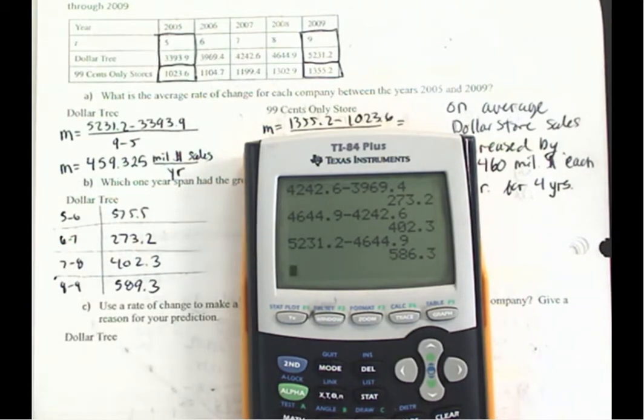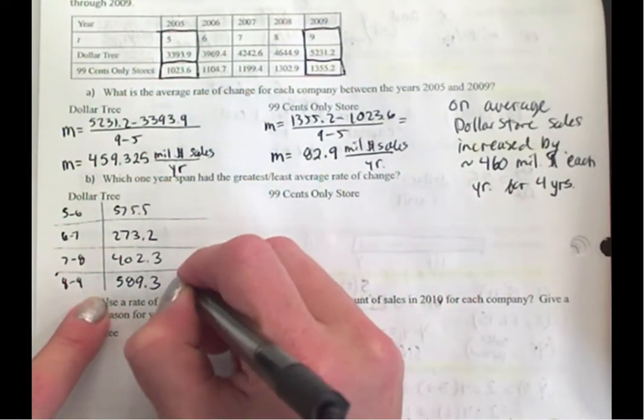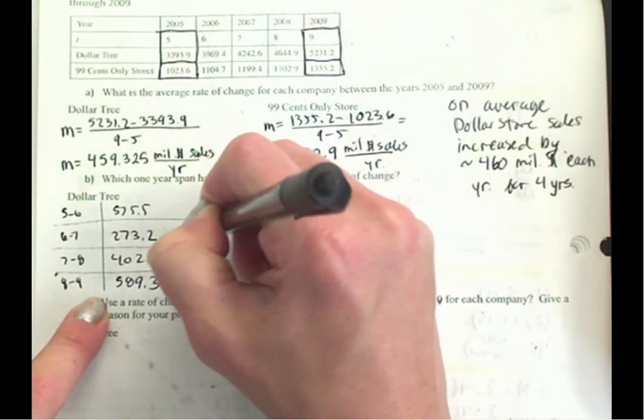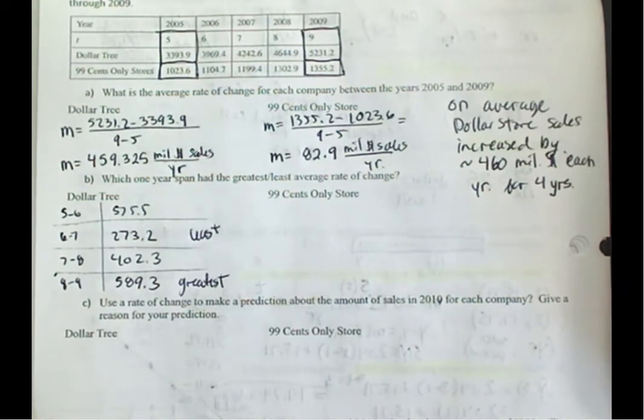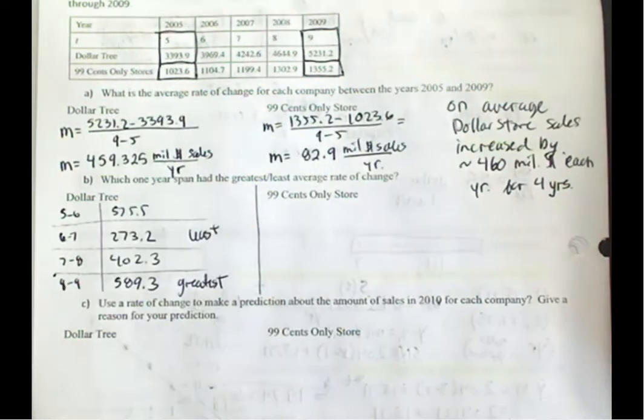Okay, greatest and least change. Greatest, least. Which year had the greatest change? Why? Right, that's a question. Okay, see if you can tell by scanning the data up here the greatest and least change for the 99-cent store.